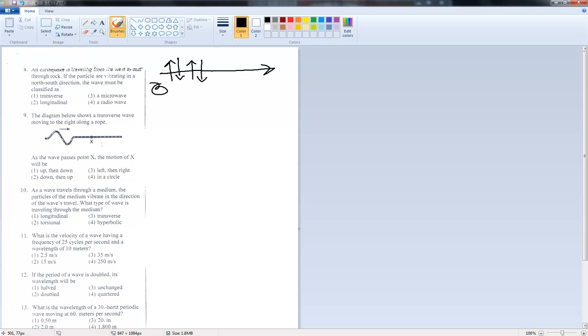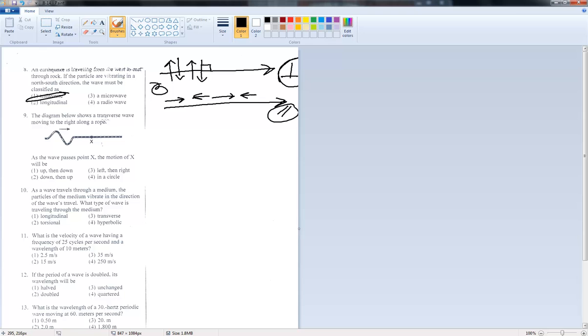Well, we see the wave is traveling one direction, the particles are traveling perpendicular to it. So perpendicular waves are the transverse kind. All right, a longitudinal wave would be something like the wave is traveling from west to east and the particles are traveling back and forth like this. That would be parallel, which is longitudinal.